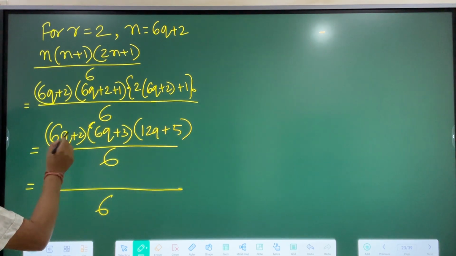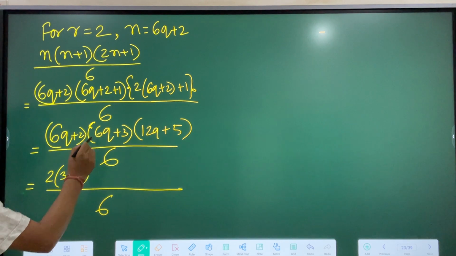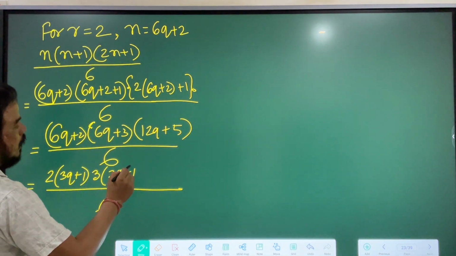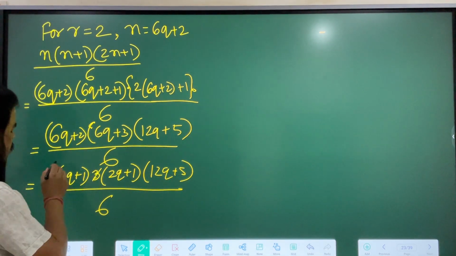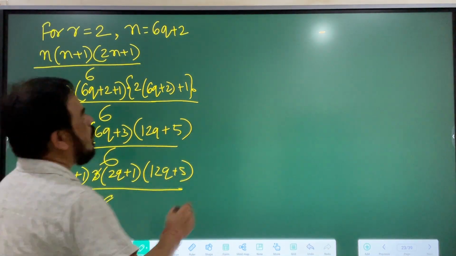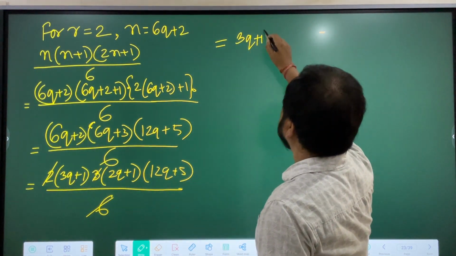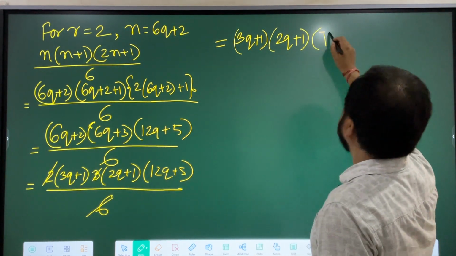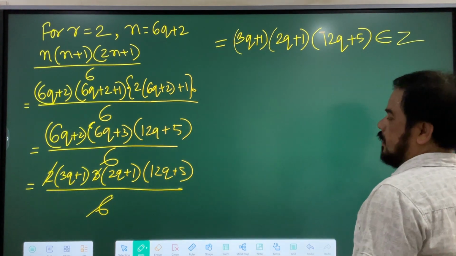6. Here we can take 2 common: 3q plus 1. Here we can take 3 common: 2q plus 1. 12q plus 5, let it be as it is. 2 times 3 is 6, and the 6 cancels. Equals what we have got: 3q plus 1, then 2q plus 1, and 12q plus 5, which belongs to Z.